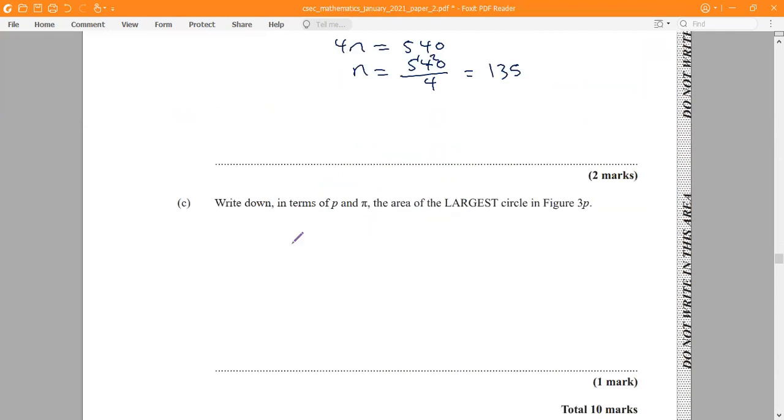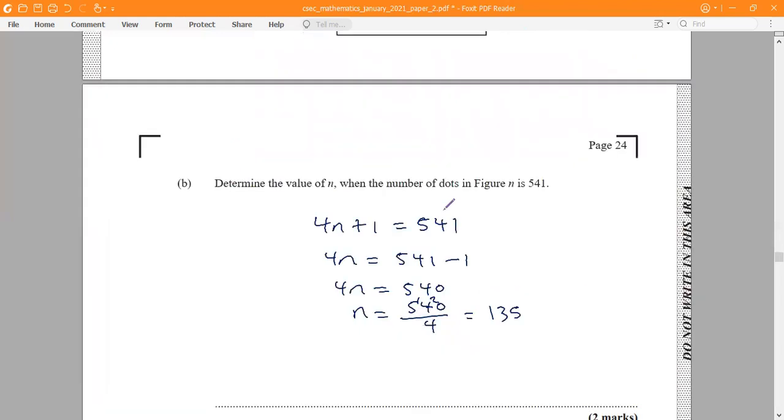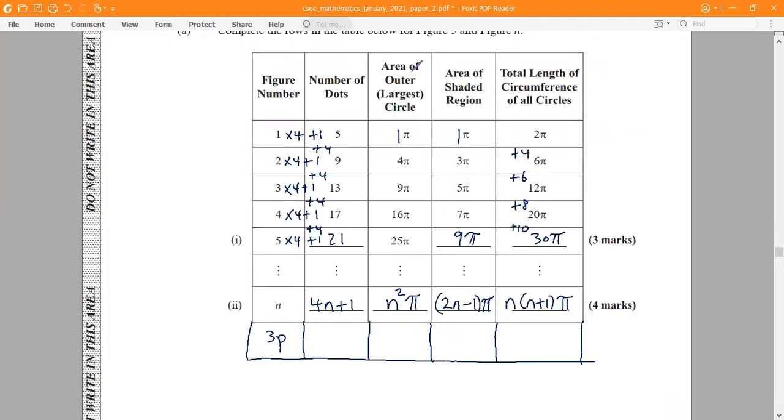Let's move on. Write down, in terms of p and pi, the area of the largest circle in figure 3p. So there's a new figure called 3p. Okay, and what we do, we can write 3p here, add it into our table, and see if we could fill out the required information. So we are asked to fill out the area of the largest circle. And that is the third column, the area of the outer or largest circle.